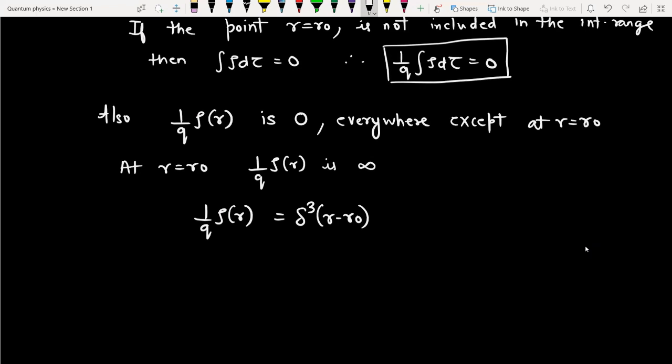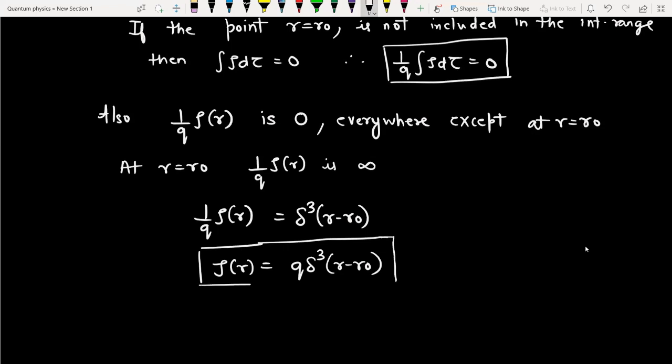And what is this rho of r then? It is obviously q times delta cube of r minus r naught. This is what we wanted to prove, how to represent a point charge using the volume charge distribution. So if somebody asks you how to represent a point charge using the volume charge distribution, you would say that a point charge can be represented using the Dirac delta function.